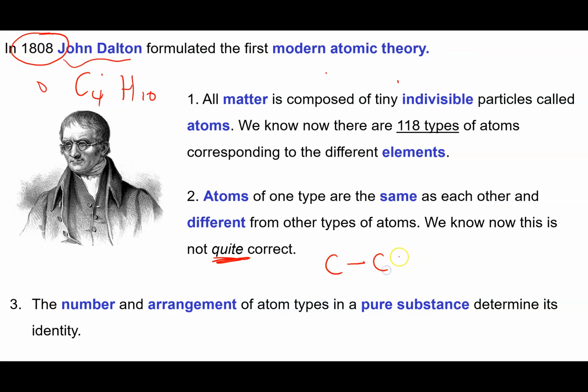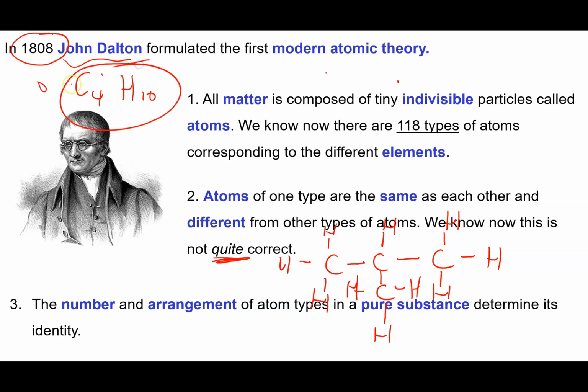1, 2, 3 carbon atoms, and then I put my 4th carbon atom there. And then now I'm going to go 1, 2, 3, 4, 5, 6, 7, 8, 9, and 10 hydrogen atoms. So what I've got now is 2 different things that both have the same number of atoms, but how they're different is the way that they were connected.